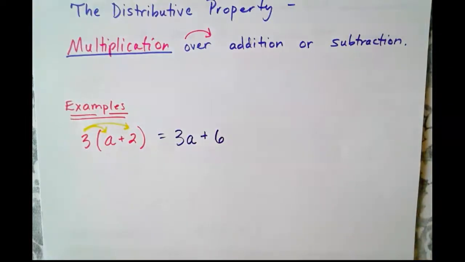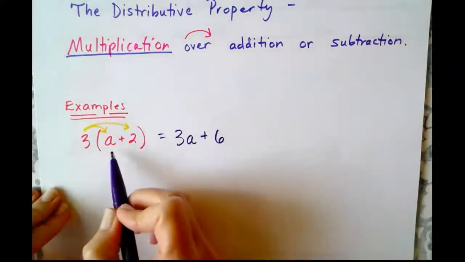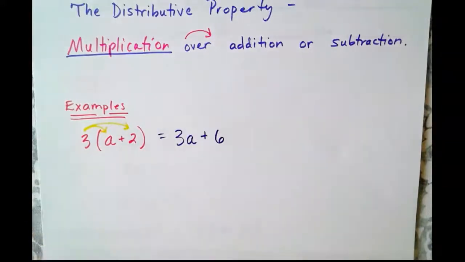So we are not able to solve this as this is simply an expression. Remember, an expression does not have a verb. This is 3 times a plus 2. There's no is, was, will be, is going to be equal to. So we're just simplifying using the distributive property here.